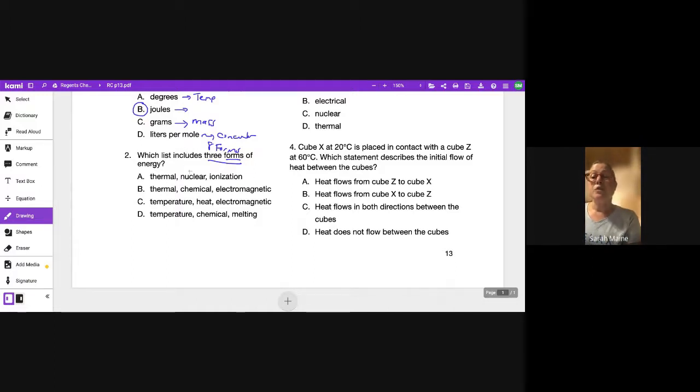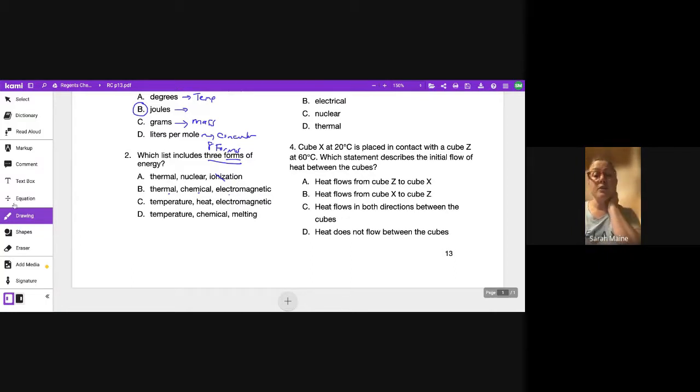and that is not the best answer. So when I'm looking through here, thermal, good. Nuclear, definitely a form. Here's a word, probably have never seen this word yet. Ionization, definitely not part of the 8 forms of energy. Moving on to letter B, thermal, good. Chemical, good. Look at that, electromagnetic. We now know that that has something to do with light energy.